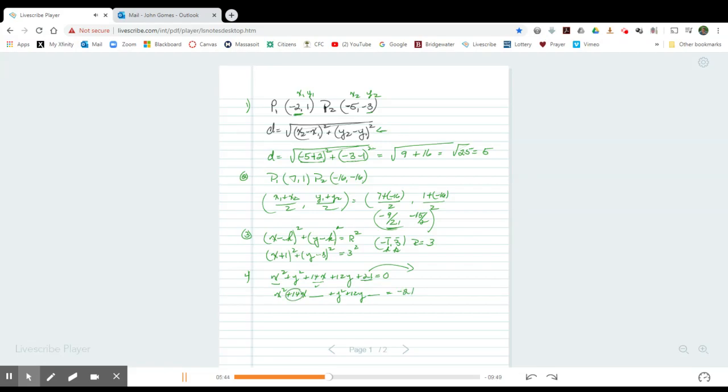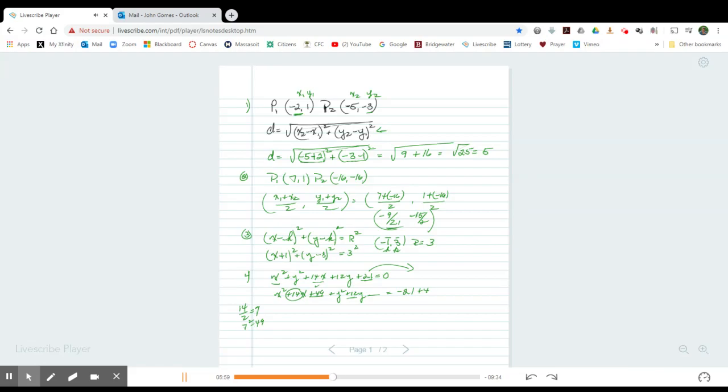All right. The process is take half of the middle term, half of 14. So half of 14 is 7. Take the 7 and square it. That's 49. I'm going to add 49 to the left, and I'll do the same thing to the right.